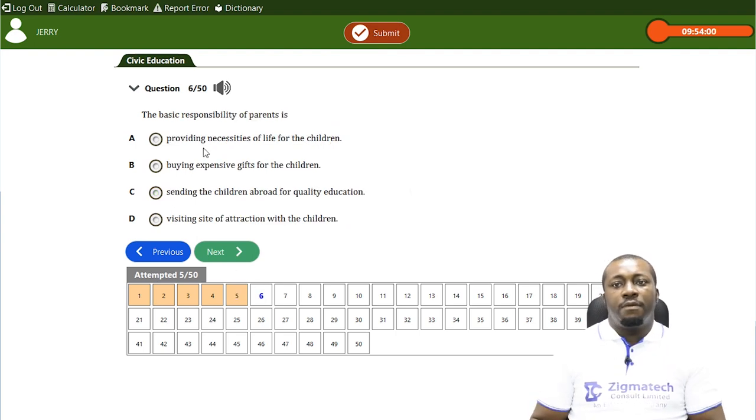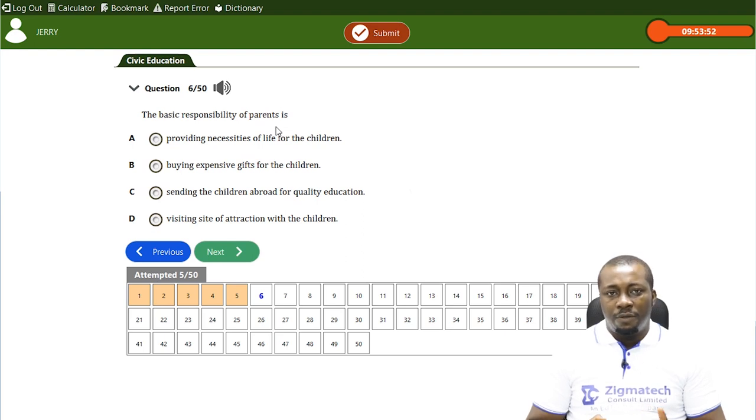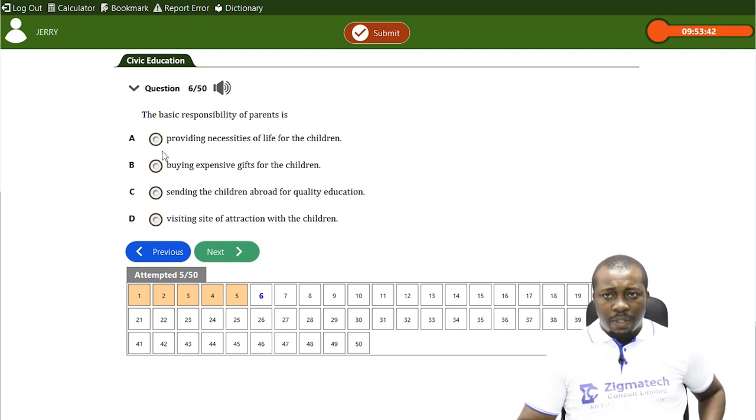Now, a basic responsibility of parents is, now this question tests your knowledge of responsible parenthood. That is the process of effective discharge of duties of parents to the children and the wards of the parents. Now, is it A, providing necessities of life for the children, B, buying expensive gifts for the children.